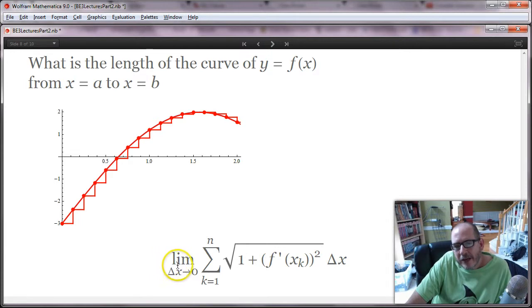I don't have an equals here. I'm saying in the limit, it's going to come. It's limiting to the derivative at each of these points. The derivative becomes a better approximation to that difference quotient at each of those points.